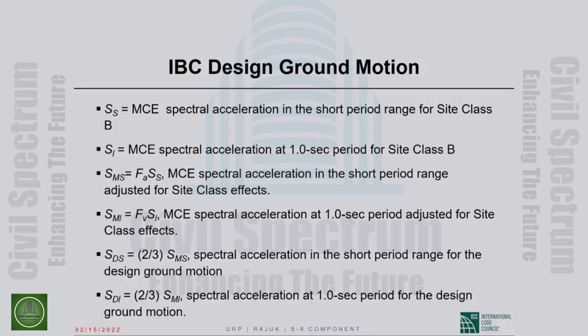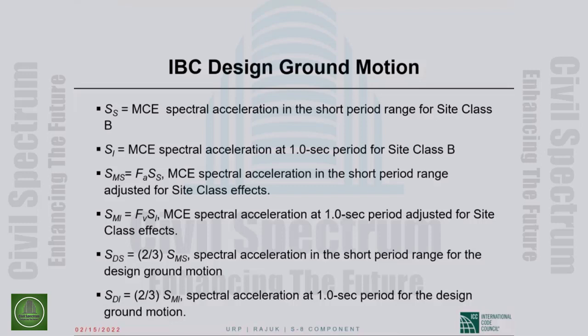We multiply S sub S by the F sub A that we introduced, the short period site coefficient, obtaining S sub MS, soil modified short period ground motion parameter. This is also for the maximum considered earthquake. The difference between S sub S and S sub MS is S sub S is for site class B, S sub MS is for your particular site class. We likewise multiply S sub 1 by F sub V, the velocity related acceleration site coefficient, obtaining S sub M1, soil modified long period ground motion parameter. Difference between S sub 1 and S sub M1 is S sub 1 is for site class B, S sub M1 is for your particular site class. Both are for maximum considered earthquake.